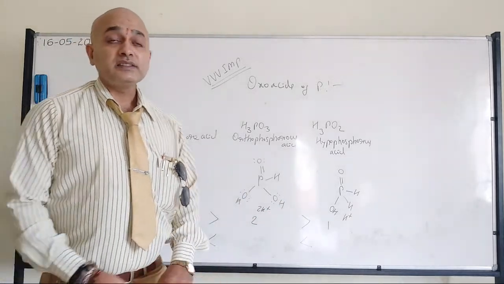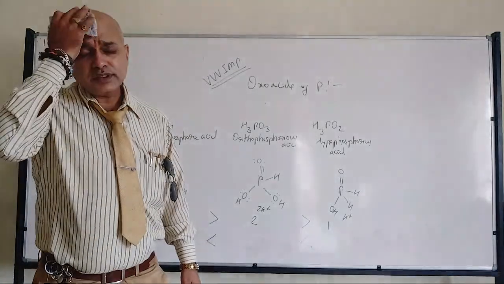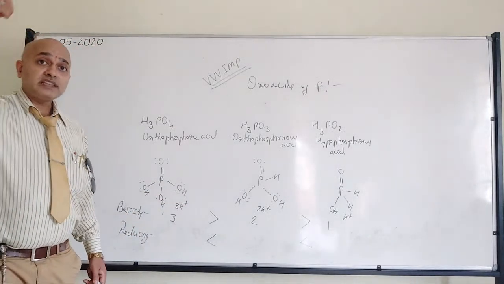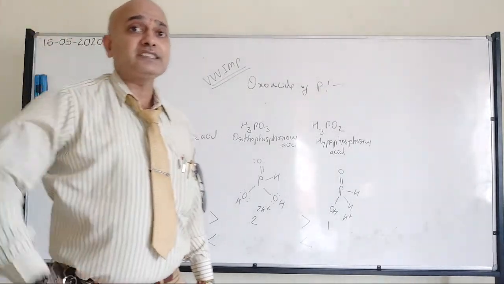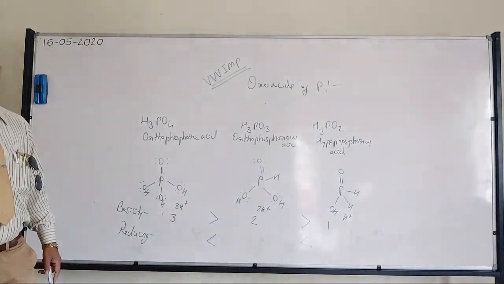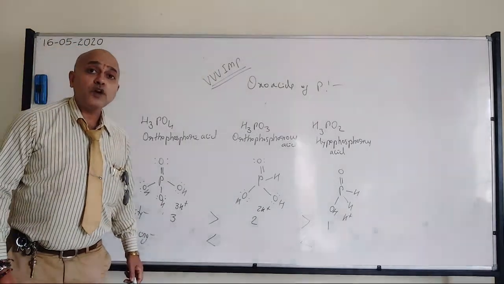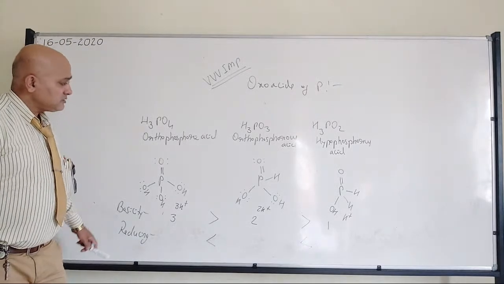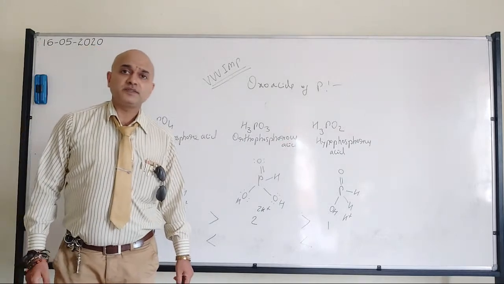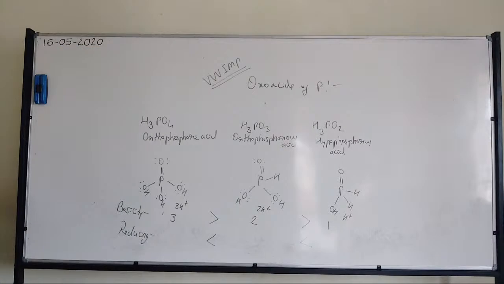Remember this. Same as that of ammonia, phosphine, bismuthine and all we have discussed, right? There it was nitrogen, an electronegative element attached to hydrogen. Here it is oxygen attached to hydrogen. So basicity is more with respect to orthophosphoric acid, and reducing property is more with respect to hypophosphorus acid. All of you have understood? Any doubt? Anything I have left over?